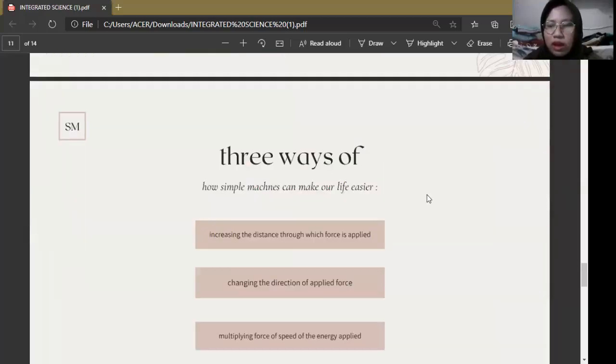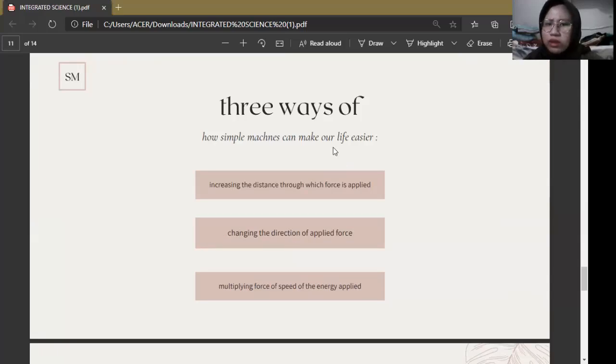And that's the types of simple machines. We're going back to the next topic. It's about the three ways of how simple machines can make our life easier. So yes, a simple machine should make our life easier, because the function of a machine is to make our life easier. Why do we make a machine if it makes our life more complicated, right?